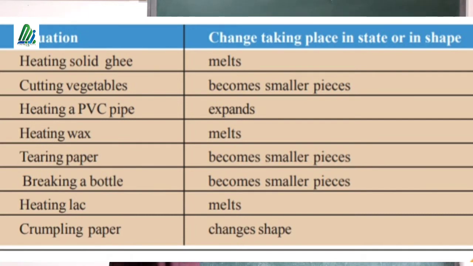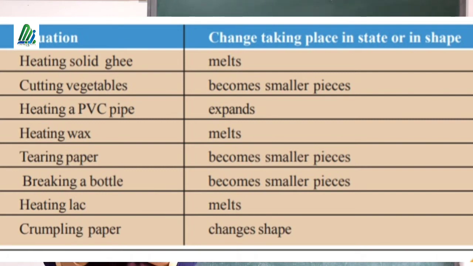Then fourth one, heating wax. What change takes place? Wax melts. Then tearing paper. While tearing paper, what happens? It becomes smaller pieces. Then next one, breaking a bottle. What change takes place? The bottle becomes smaller pieces. Did you get it? Then heating a lac. While heating lac, what change takes place? It melts. The last one, crumbling paper. While crumbling paper, what change takes place? Its shape changes. Did you get it?